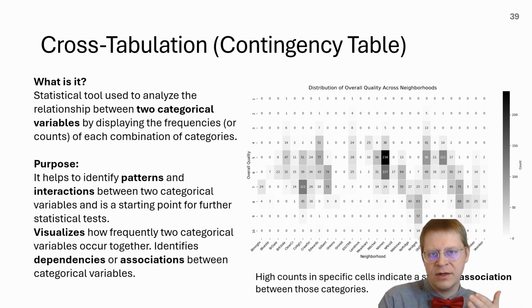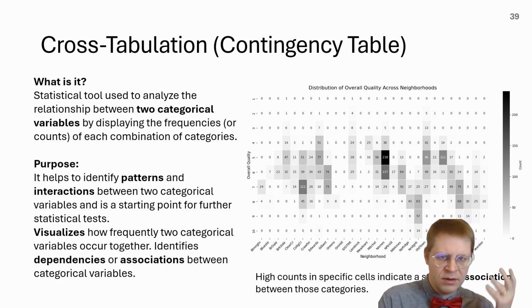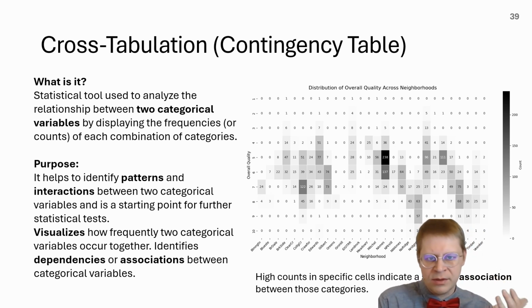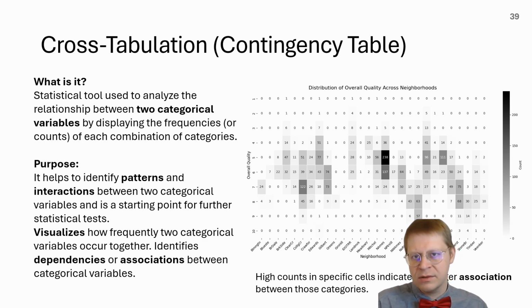And here we have the distribution of overall quality across neighborhoods. We have the neighborhood and the count, the overall quality, and we can see some patterns here also.